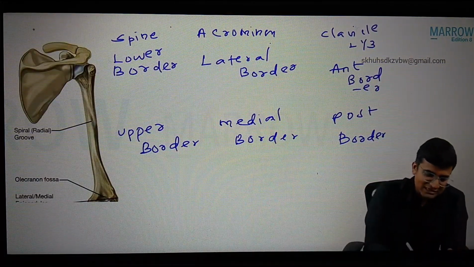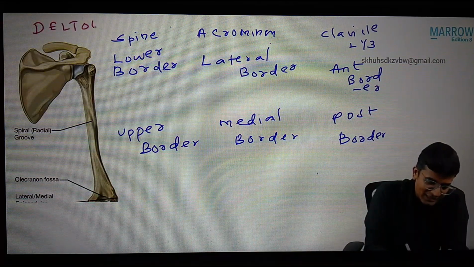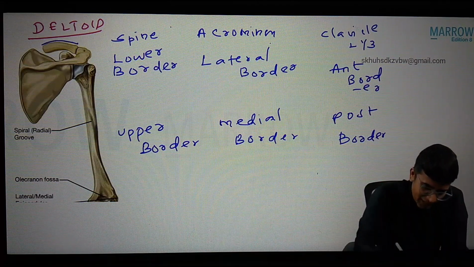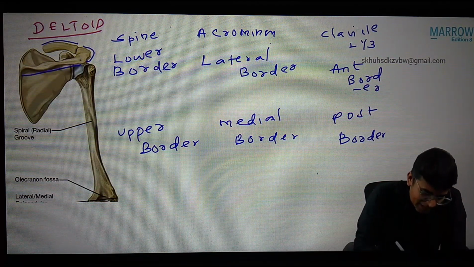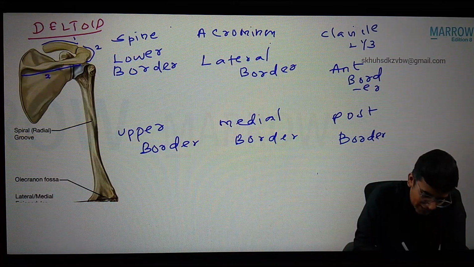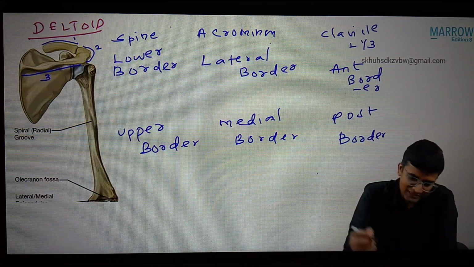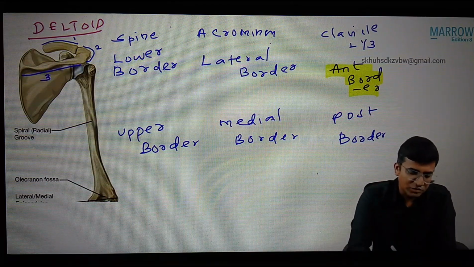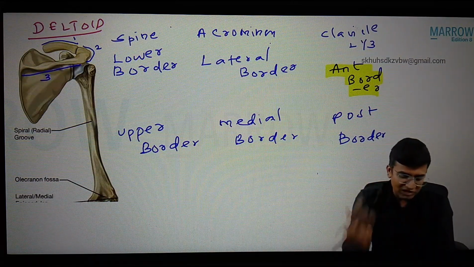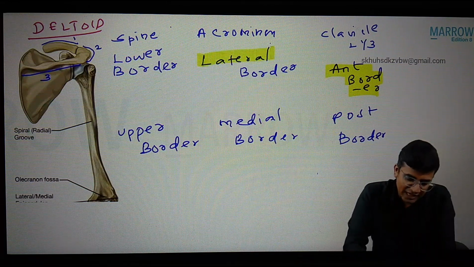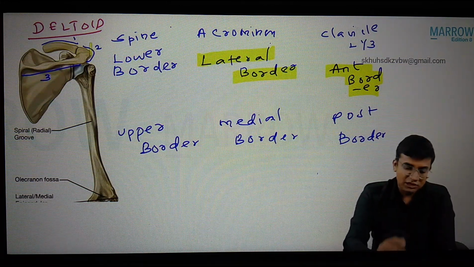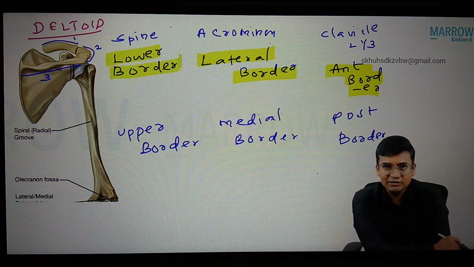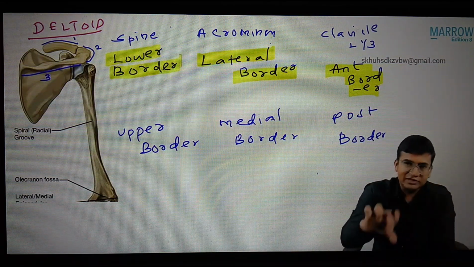So now we're going to discuss the origin of deltoid. See, deltoid originates from these fibers: number 1, number 2 and number 3. What is number 1? Number 1 is the anterior border of the lateral 1/3 of the clavicle, which gives origin to the anterior fibers of deltoid. The middle fibers of deltoid come from the lateral border of the acromion process. The posterior fibers of deltoid come from the lower lip of the spine of the scapula. This is the origin of deltoid. If you know the continuity, it's very simple.